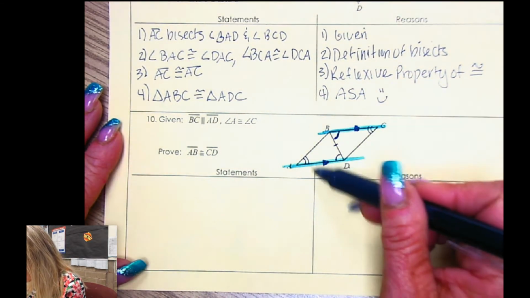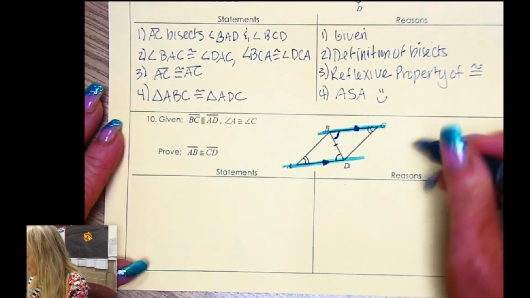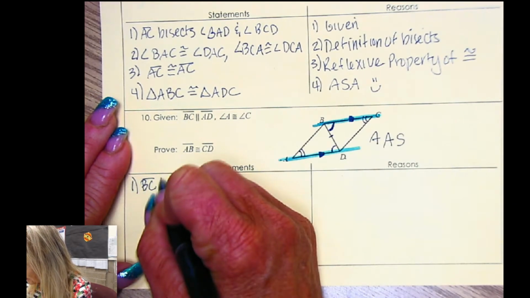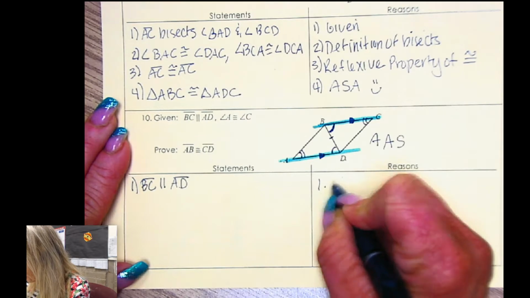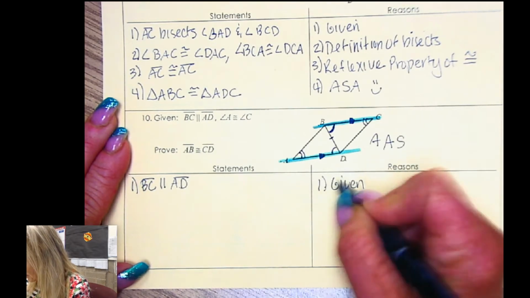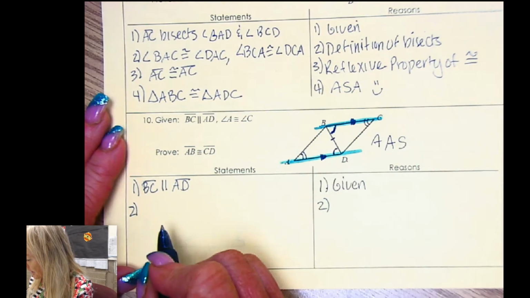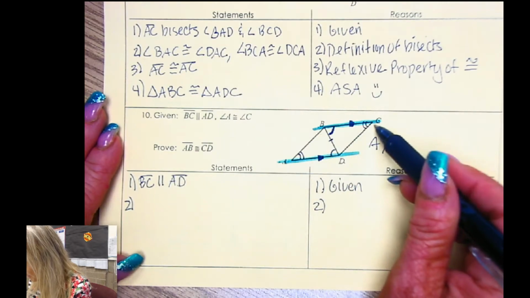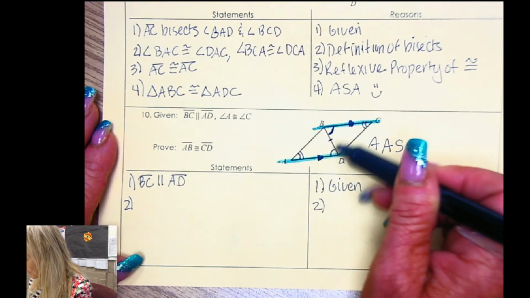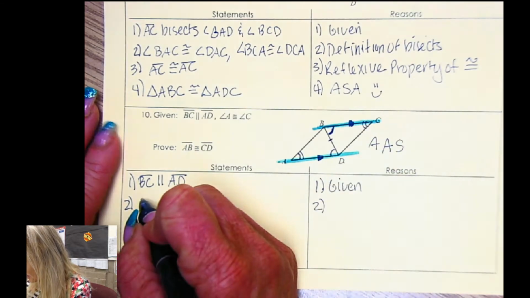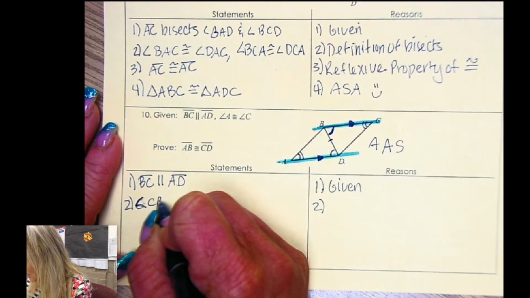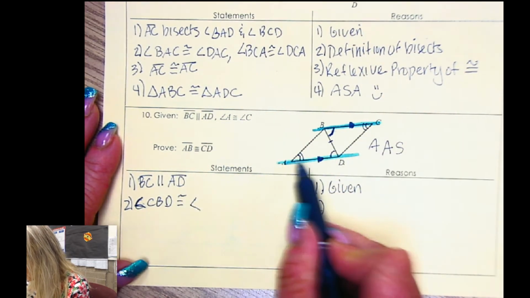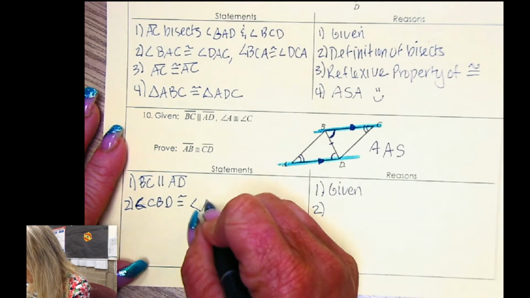So what do we have? We have angle, angle, side, don't we? So we're going to be given that BC is parallel to AD, and that was given. And then the second thing, or what we get from that given, is that these two angles are congruent. Now, you can't say angle B because we have two, so it would be ambiguous which angles we're talking about. So we need to say angle CBD is congruent to angle ADB.